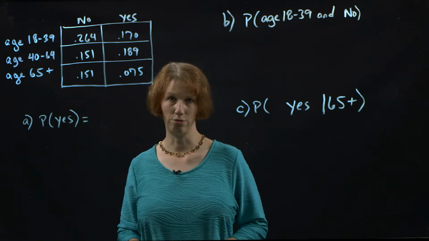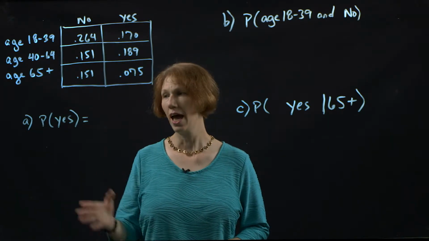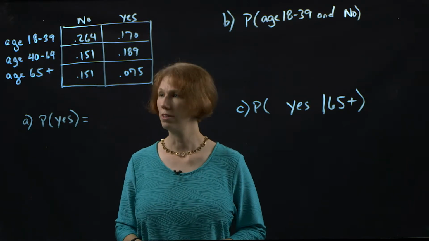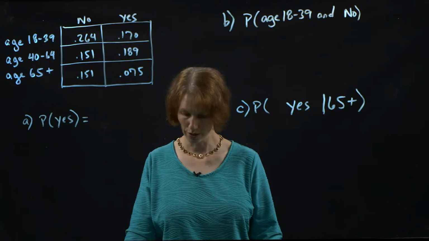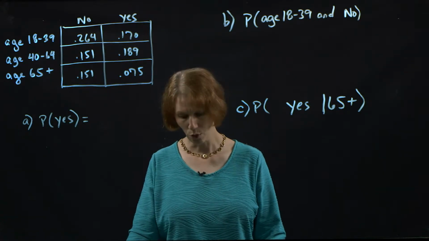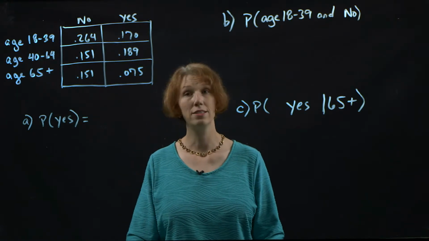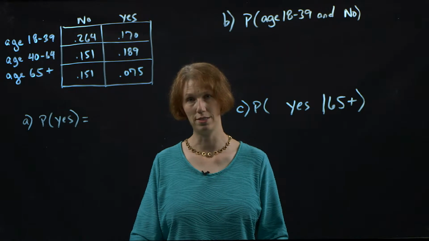And I've translated this table to the Gopher Glass board here with the corresponding probabilities for each of the respective cells. So we want to think about probability, and we have a few different types that we're going to answer given this problem context. So the first question that we want to know is, what is the probability that a randomly sampled adult from this population responds that social media influences their healthcare provider choices?